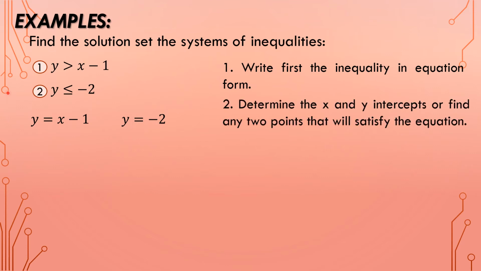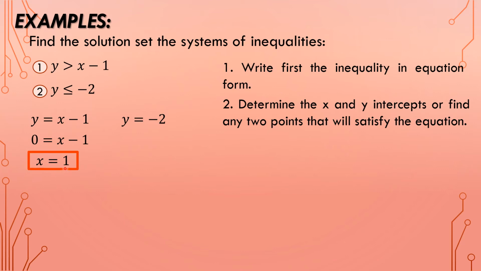Second step is to determine the x and y intercepts or find any 2 points that will satisfy the equation. So, para mas madali, i-substitute lang natin ang 0 sa variable x para mahanap natin ang y, and then i-substitute ang 0 sa y para naman mahanap ang value ng x. So, let us first find the value of x. 0 equals x minus 1. Again, you will just transpose the variable x to the left side. So, kapag tinranspose natin ang positive to the other side of the equation, that will become negative. And then, the value of x is 1.